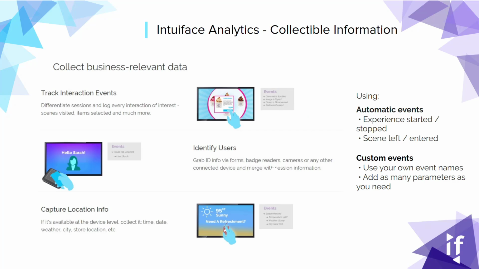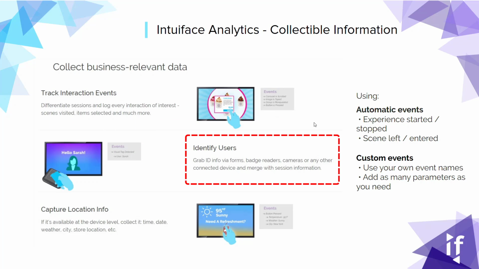What kind of information can you collect? In a way, the answer is anything you want. If it's accessible in your Intuiface experience, you can make it a parameter in one of your data points. Broadly speaking, there are 3 classes of data. The first, as you can see in the upper left, are the interaction events. These are the explicit things your users are doing. It's the video they choose to watch, the book they choose to read, the scene they choose to visit. There was some explicit interaction event, and you're collecting information about that event.